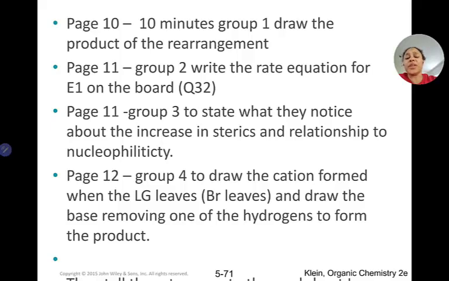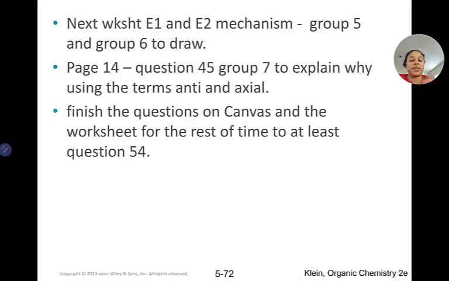elimination for E1. Group 3, on page 3, there's going to be a little diagram about sterics and nucleophilicity. You're going to state out loud the trend that you observed. Group number 4, you're going to be asked to draw the cation and the leaving group for a certain reaction on page 12. You don't need to write this down now, it will come back up. And this will also be here on Canvas.